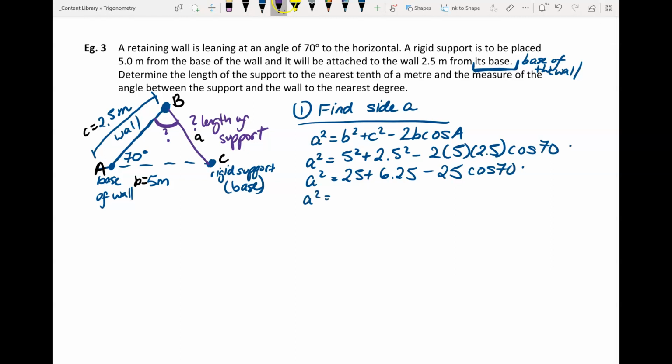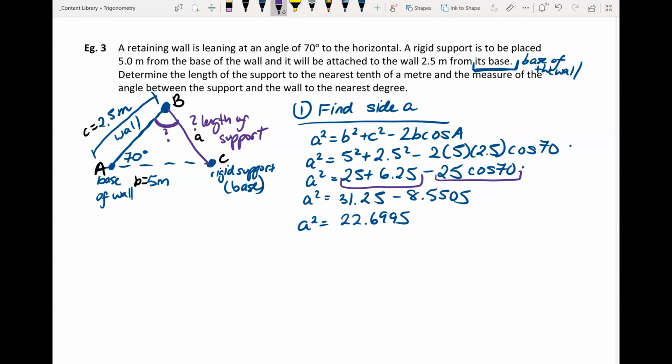Then I'm going to add 25 and 6.25 together, which is 31.25. And then I'm also going to multiply 25 and cos 70 together. And that will give us 8.5505. Now I'll do my subtraction. So 31.25 minus 8.5505 is 22.6995.